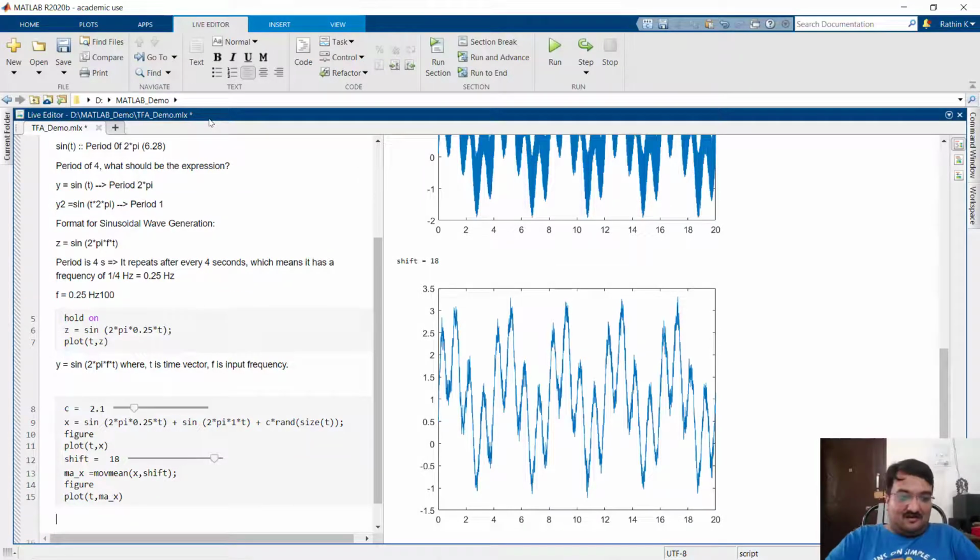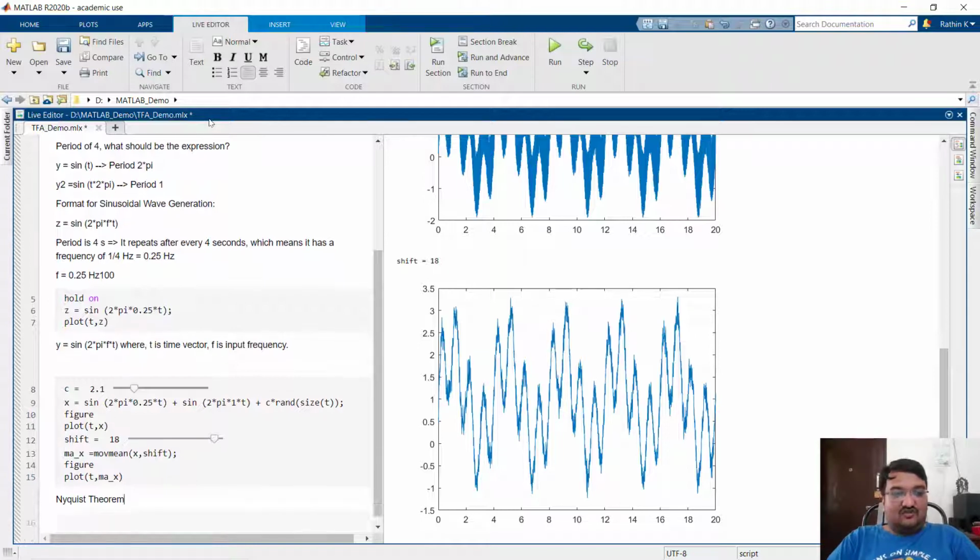Now let's see something called the Nyquist theorem. Very important when it comes to signal acquisition. We will not go line by line through what exactly the theorem says, but I just wanted to give you a brief idea of what it says.